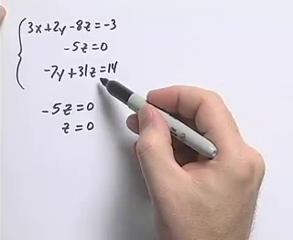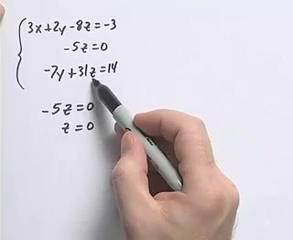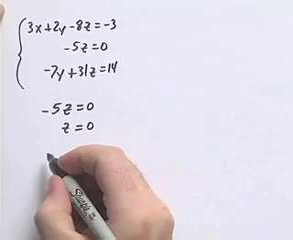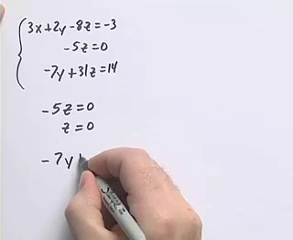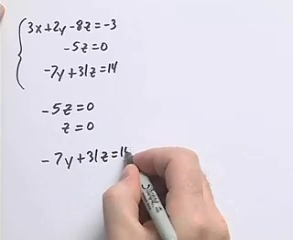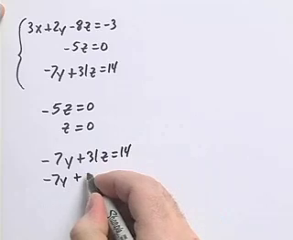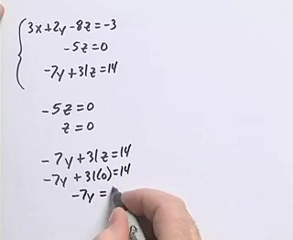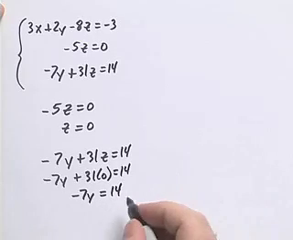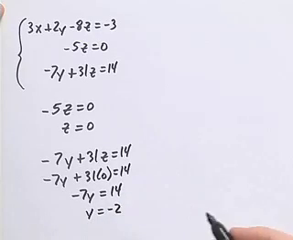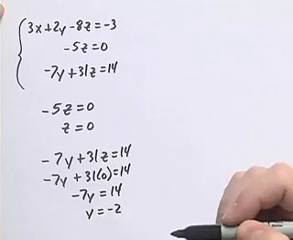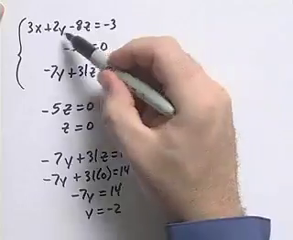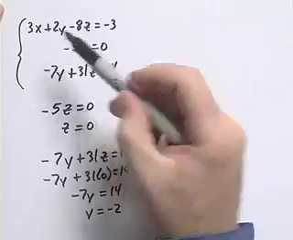When we look here at our third equation, we notice that this equation depends on y and z. We know the value of z already, so we can back substitute that into our third equation. Negative 7y plus 31z equals 14. We're going to plug in our value for z, 0. So we end up with negative 7y is equal to 14. Divide both sides by negative 7, so y is equal to negative 2. So now we know the value for z, and we know the value for y. We can take each of those values, plug them into our first equation, and we can use that to solve for x.